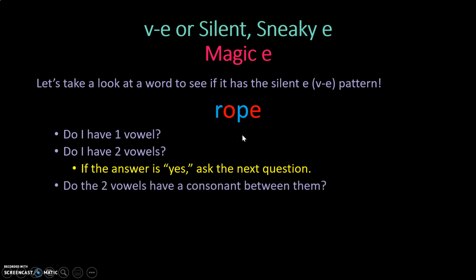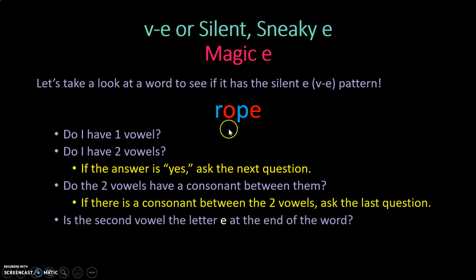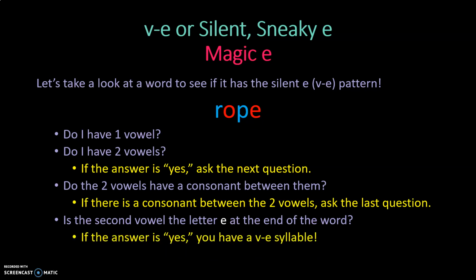What do you think, boys and girls? Does the O and the E have a consonant in between? Yes, it does. It has a P. So the answer is yes. Last question. Is the second vowel the letter E at the end of the word or the syllable? Yes, you see it. The answer is yes. We have a vowel consonant E. So yes, this word is an example of a vowel consonant E.